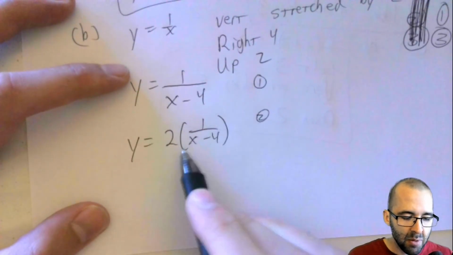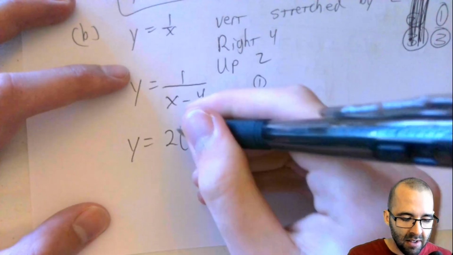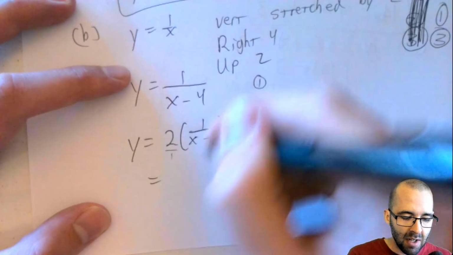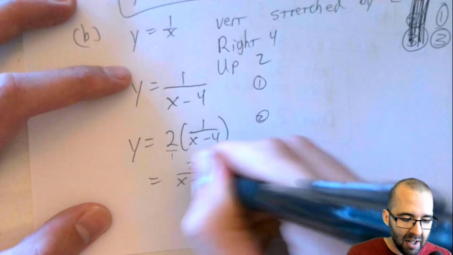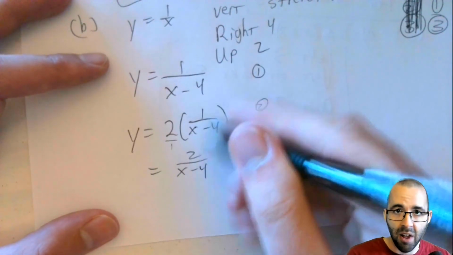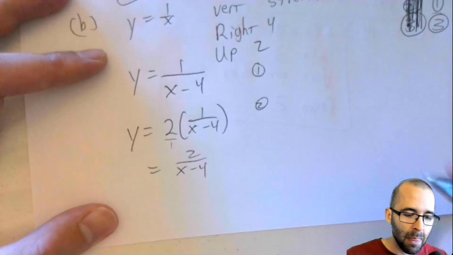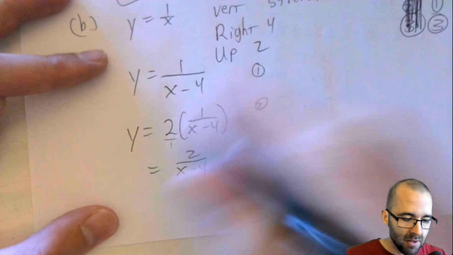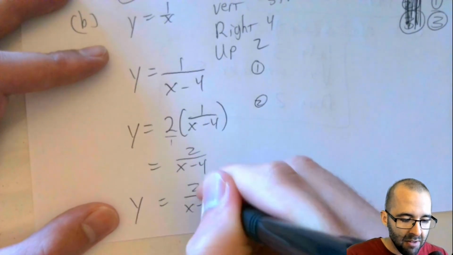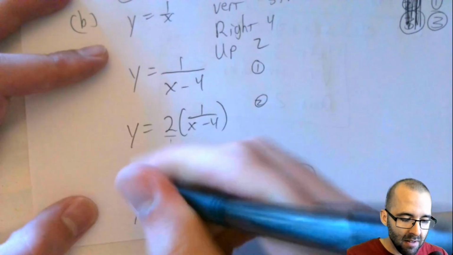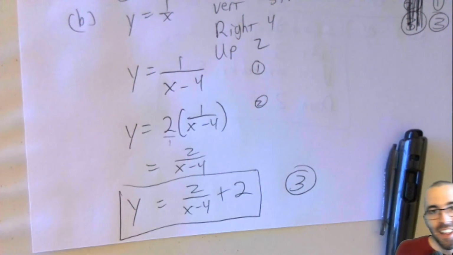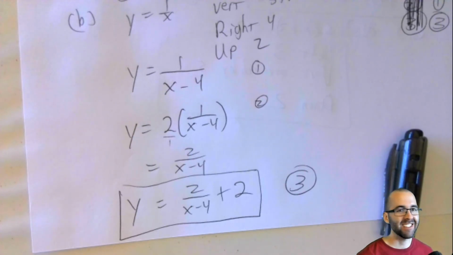As a side note, a lot of times we do simplify this. Again, this 2 is the same as 2/1. You can combine these. 2 times 1 is 2. 1 times the denominator is like this. You may see either case. I'm okay with either case. Just a heads up. And finally, we have to move it up 2. So at the very end is our third step. We take the same thing we have and we add a 2 at the very end. And that's what we get. And that's 3.5.